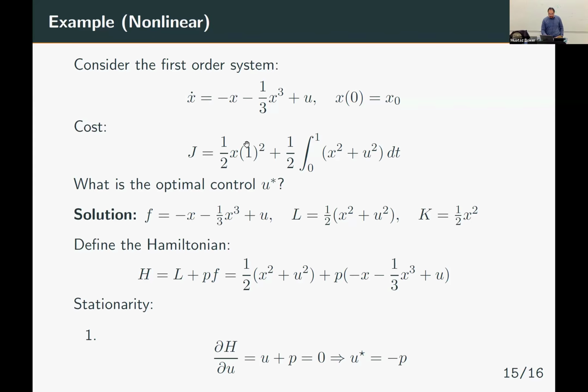The cost function is half x1 squared plus half the integral from 0 to 1 of x squared plus u squared. So we don't need the transpose and all that, because everything is a scalar. Okay? So what is the optimal control that will solve this problem?